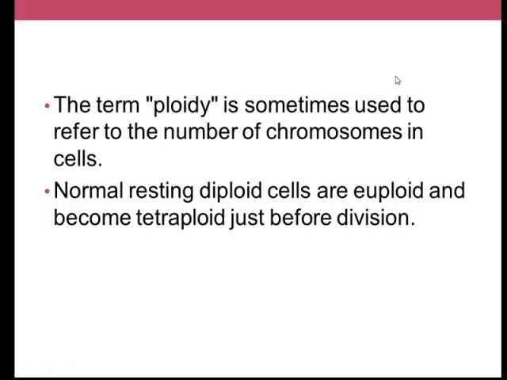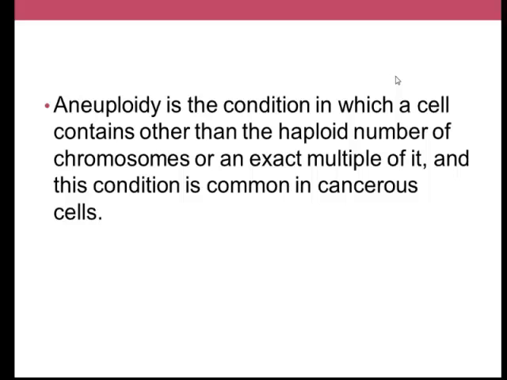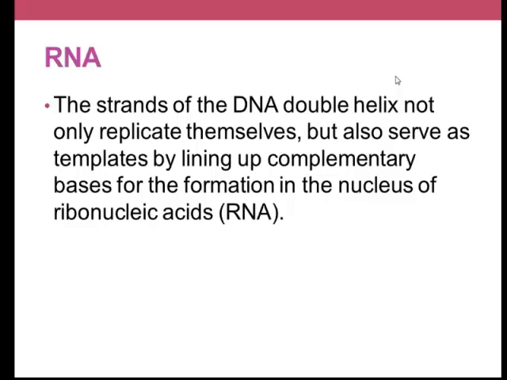The term ploidy is sometimes used to refer to the number of chromosomes in the cell. Normal resting diploid cells are euploid and become tetraploid just before division. Aneuploidy is the condition in which a cell contains other than the haploid number of chromosomes, or an exact multiple of it, and this condition is common in cancerous cells.